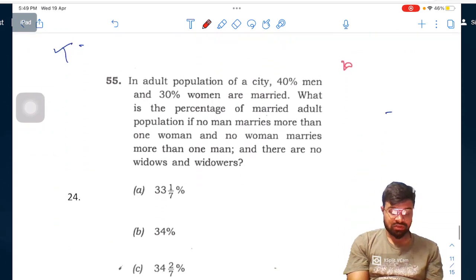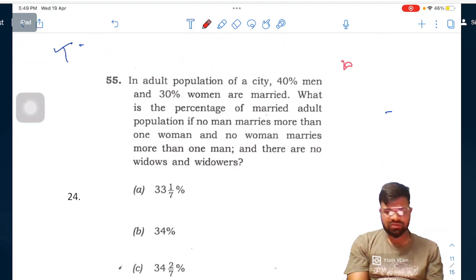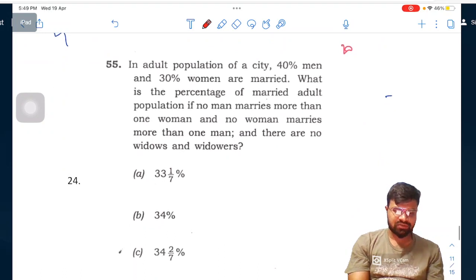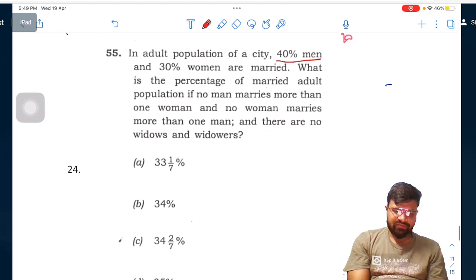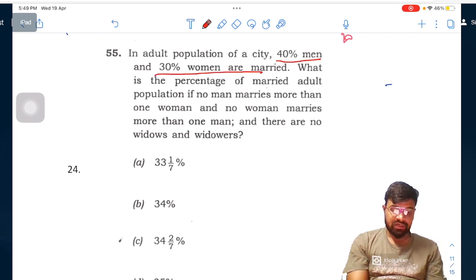Okay, so this was quite a different question, not difficult but different. In an adult population of a city, 40% of men and 30% of women are married. This is an interesting question. What is the percent of married adult population if no man marries more than one woman and no woman marries more than one man?